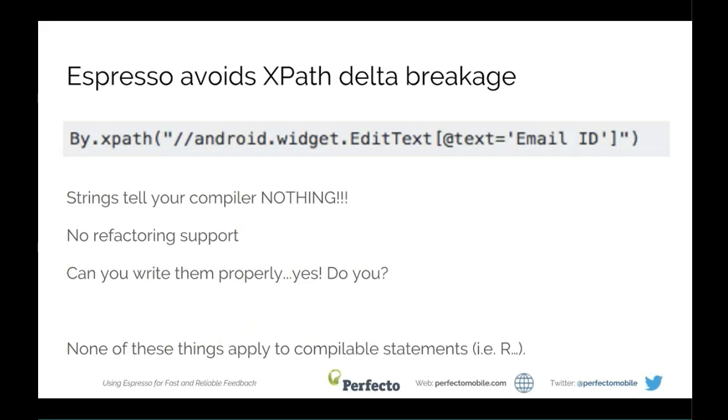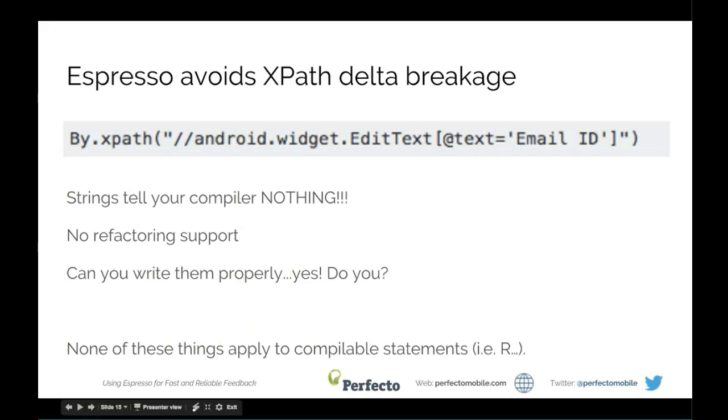And then the other thing that Espresso avoids is, like we said before, XPath breakage. Meaning if I write an XPath expression and then something in my app changes, like, let's not use the text, but maybe an ID, right? Again, what we see in Espresso is that when the ID changes, you see it at compile time in the IDE. However, you don't get that same benefit unless you go to extreme lengths in Appium.